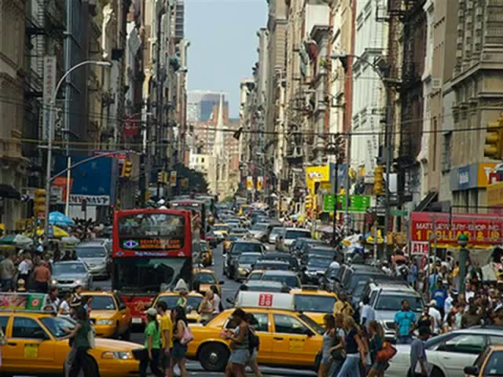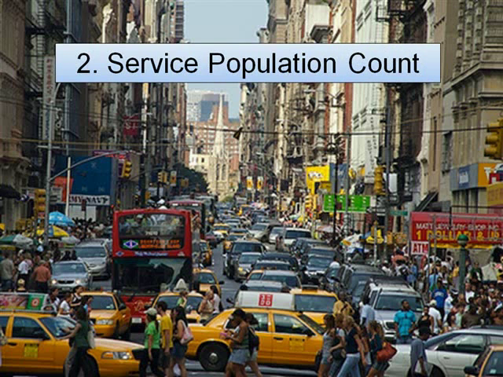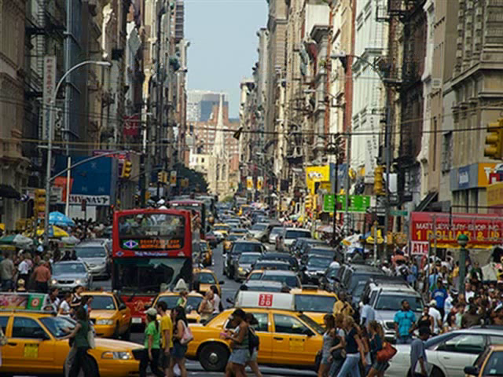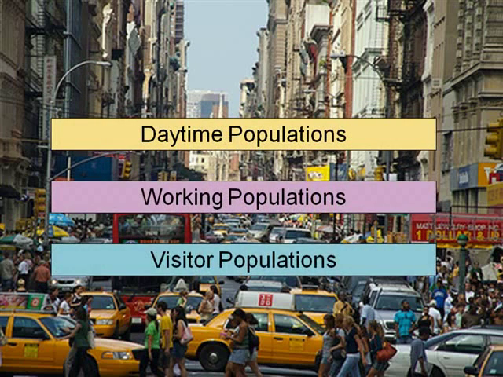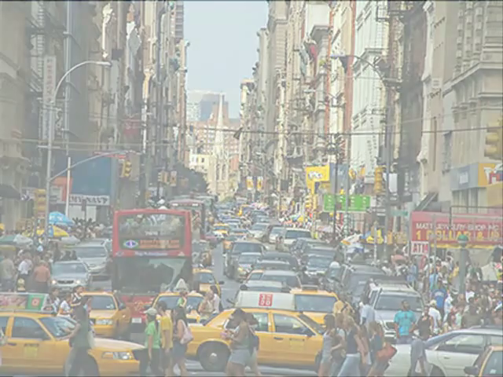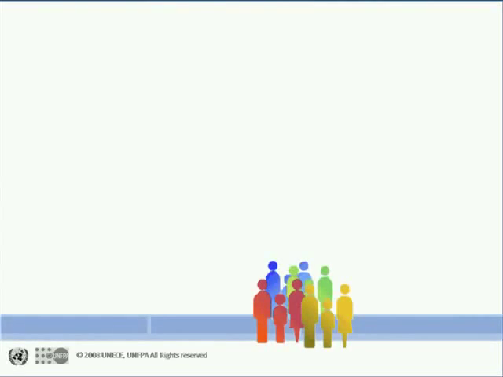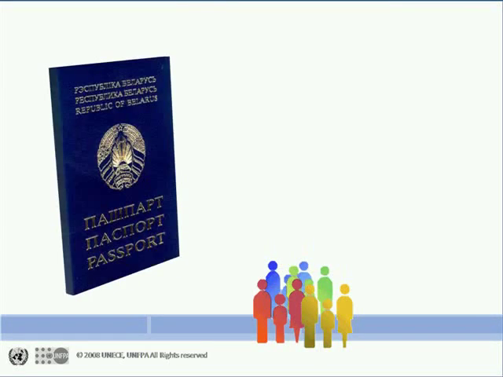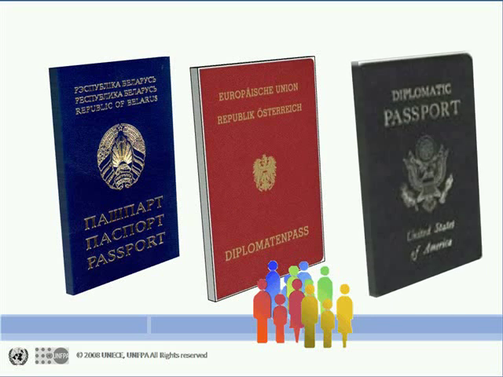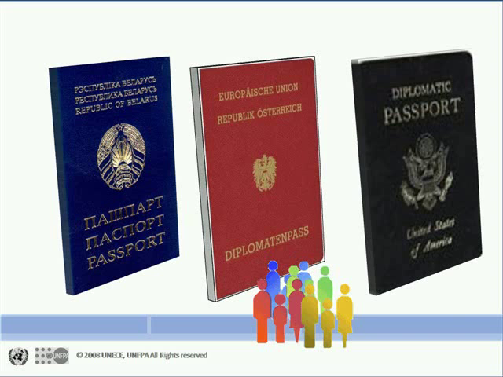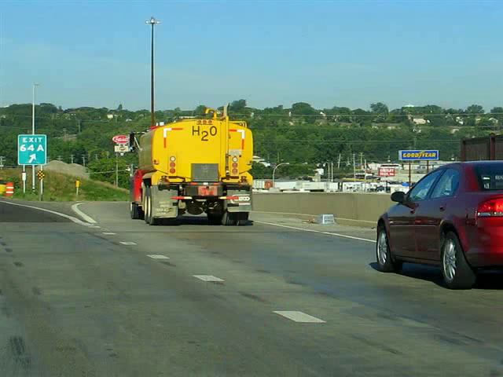Another population definition that may meet a country's need is the service population count. Types of service population count include daytime populations, working populations, and visitor populations. In some countries, there may also be an interest in foreign service populations, consisting of persons residing abroad who cross the border regularly to provide or consume services. This is particularly important in the planning and provision of transport.